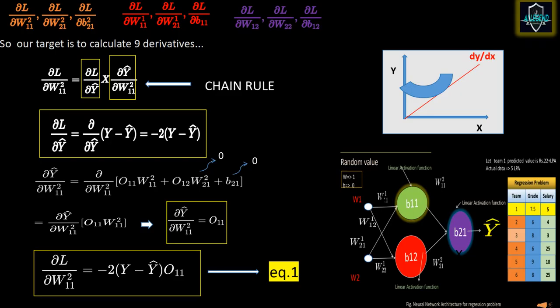So here we have to calculate our 9 derivatives. In the first step we can say del L over del W2 1 1, del L over del W2 2 1, and then del L over del B 2 1. This is the first three. Then second, del L over del W1 1 1, del L over del W1 2 1, del L over del B 1 1. This is the second step we have to find out, and the third one is del L over del W1 2, del L over del W2 2, and then del L over del B1 2.